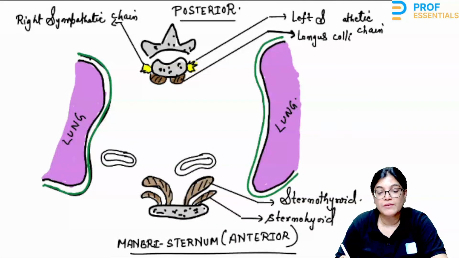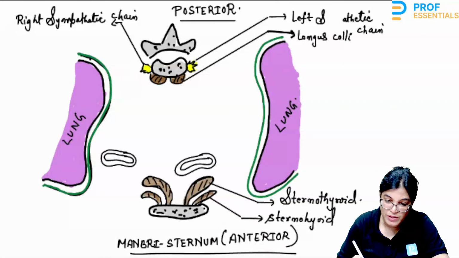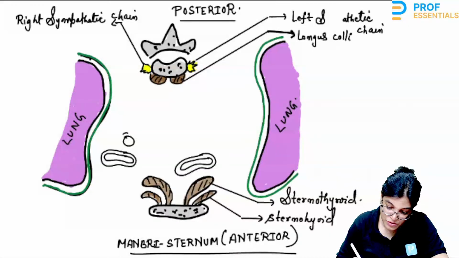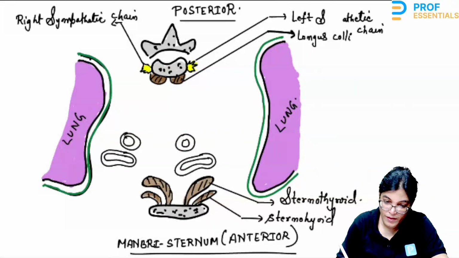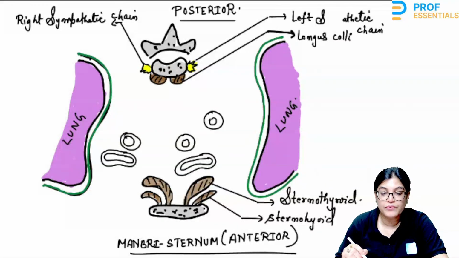Then we will have the arch of aorta and its three branches. Basically three branches of arch of aorta because it's slightly superior. As you proceed from right to left, we will have the brachiocephalic trunk. And a few of the nerves, and it will also have the trachea.